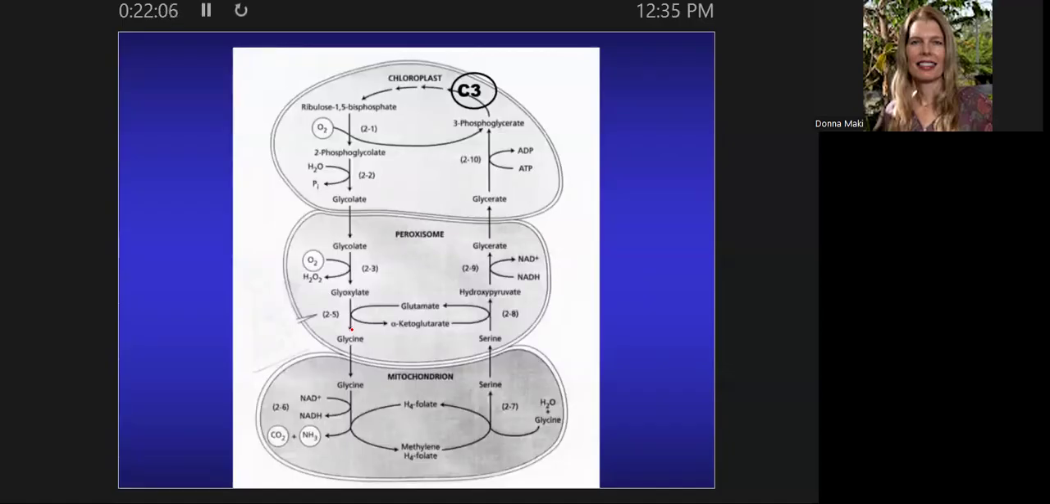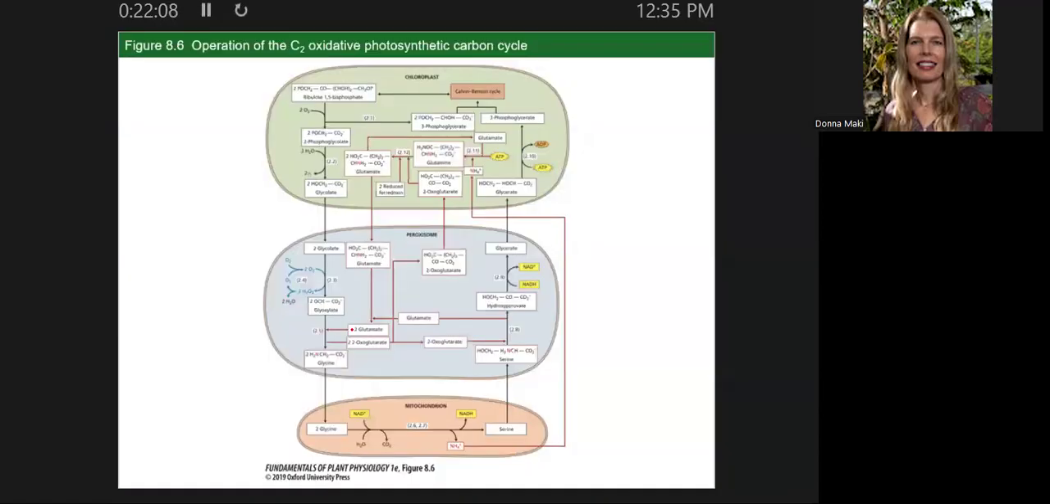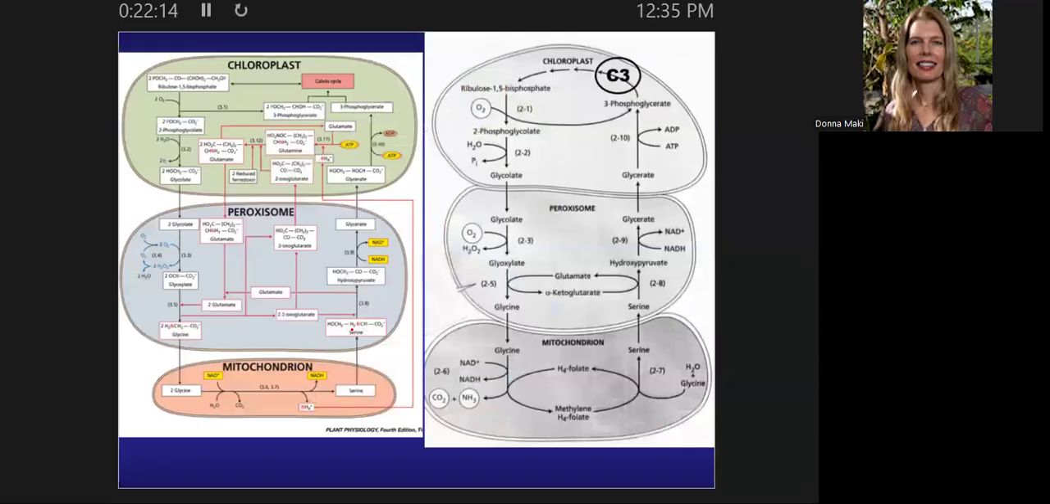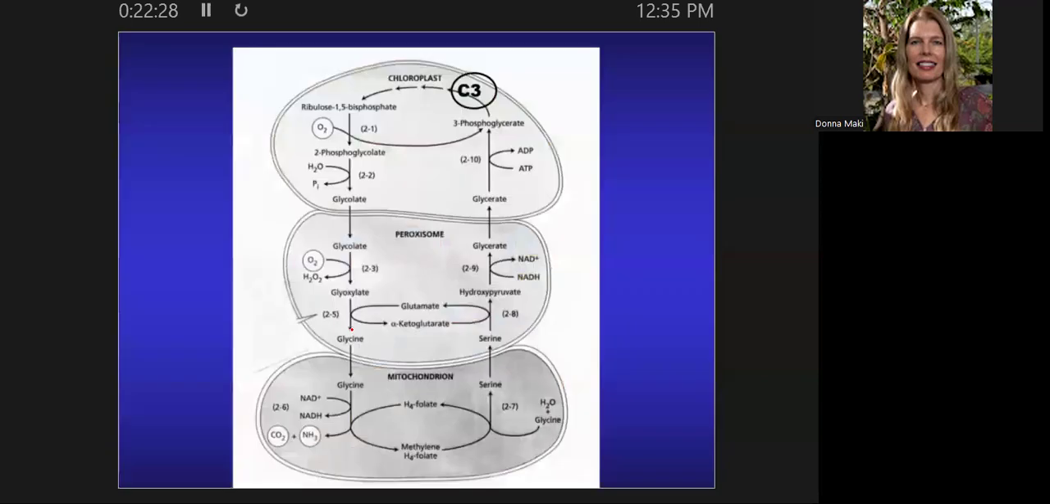I like to teach off of this one because it's simplified. This is also the PCO cycle, but you can see that it's a lot more detail if you put them side by side. But it is nice if you want to count carbons and convince yourself of what's happening here. It's a nice diagram, but I find it a little busy for teaching purposes. So I'm going to go back to the more simplified one here.